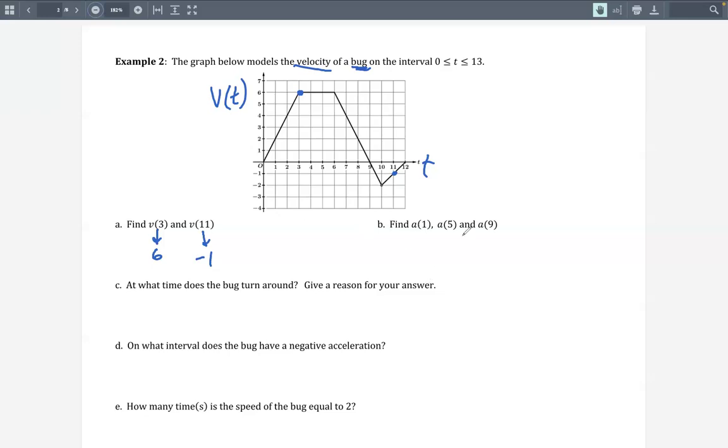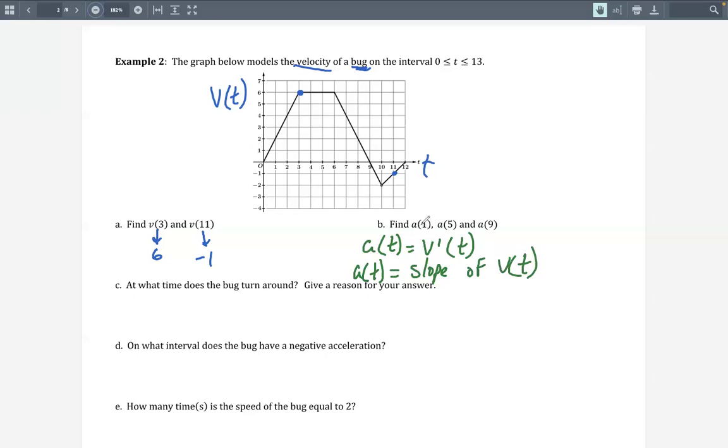However, in part B, you're asked for A of 1, A of 5, A of 9. A refers to the acceleration, so we have to think, what is the connection between velocity and acceleration? Acceleration is the derivative of velocity. So since we're looking at the picture of velocity, acceleration is the same as the slope of the velocity graph. Acceleration is the slope of the velocity graph.